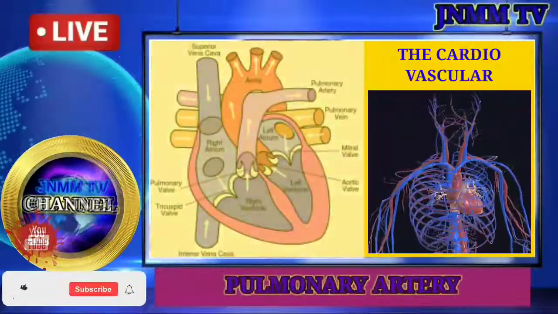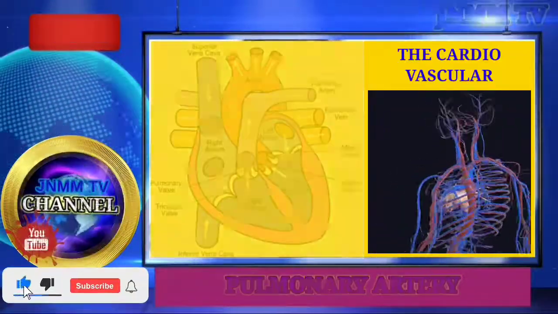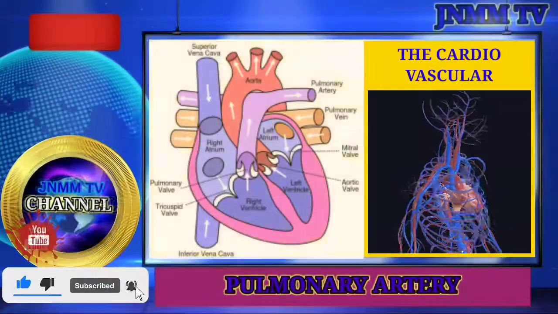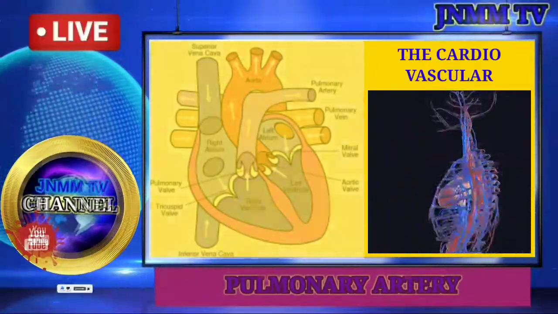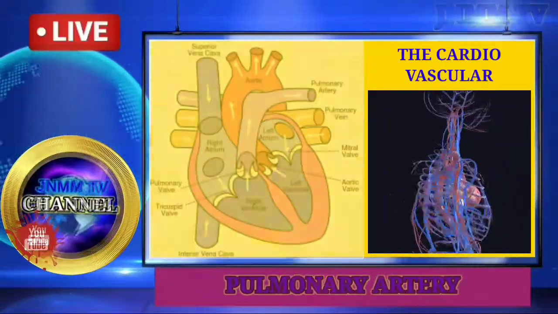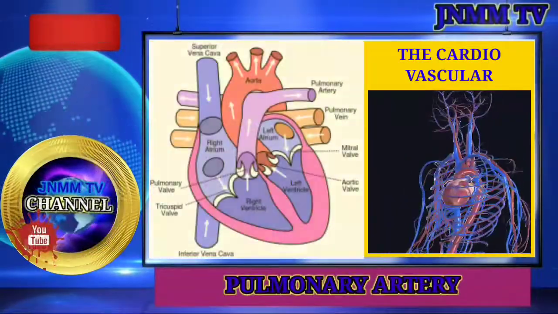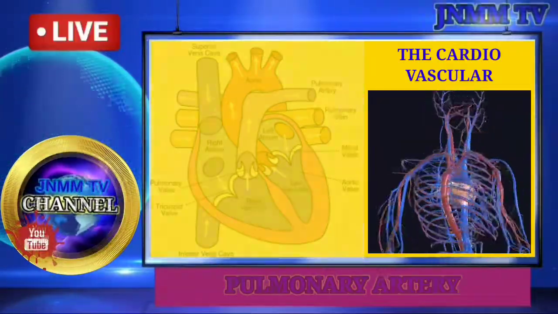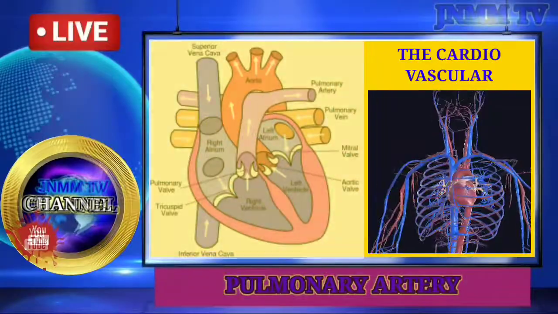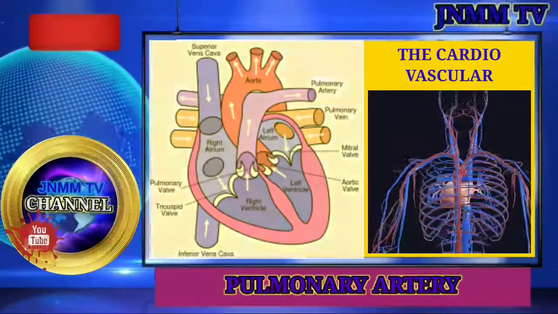A pulmonary artery is an artery in the pulmonary circulation that carries deoxygenated blood from the right side of the heart to the lungs. The largest pulmonary artery is the main pulmonary artery or pulmonary trunk from the heart, and the smallest ones are the arterioles, which lead to the capillaries that surround the pulmonary alveoli.